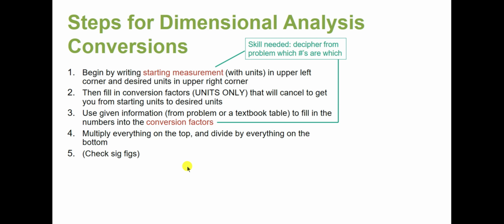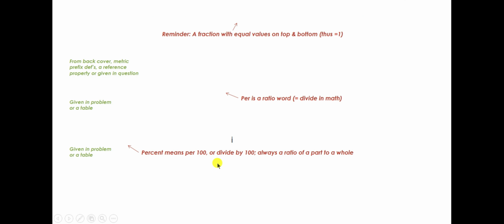Then I'm going to go look up equality information. Now I'm going to fill in the numbers by making sure that the top of the conversion factor and the bottom of the conversion factor have the same value. They're equivalent to each other. And that way, overall, the fraction has a value of 1. And then I'm going to multiply everything on the top, divide by everything on the bottom, get an answer, and I can finally check sig figs. But the part that people go wrong on is trying to figure out, when you have a problem, what information in the problem is the starting measurement, the thing I'm trying to convert, and what information is given to me to make conversion factors. And that can be a little tricky.